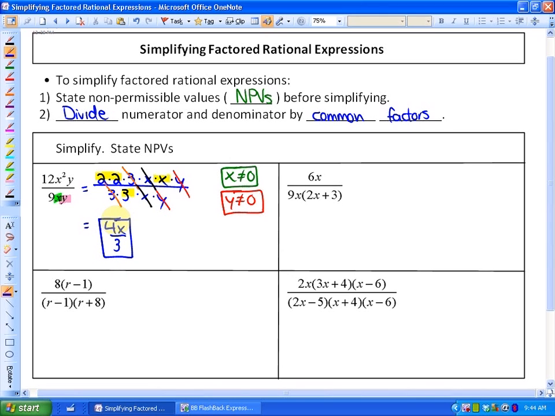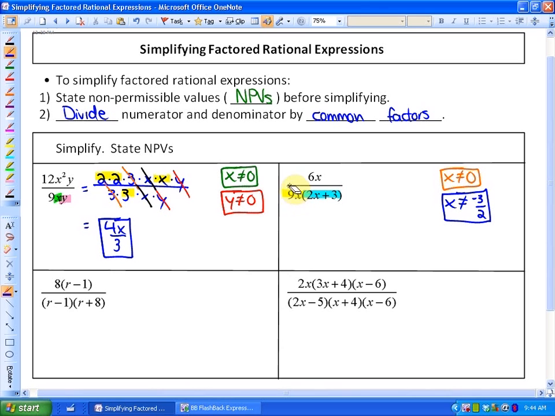In our next example, let's deal with the non-permissible values first. Our non-permissible value related to 9x is that x cannot equal 0. And our non-permissible value related to 2x plus 3 is that x cannot equal negative 3/2. If you're not clear on how to come up with that non-permissible value, maybe look at the non-permissible value lesson. That is already a YouTube lesson.